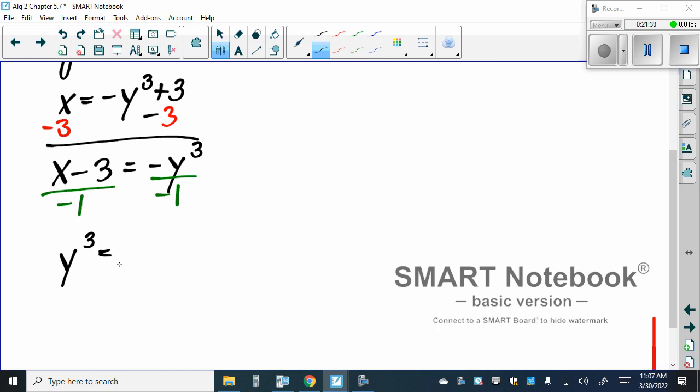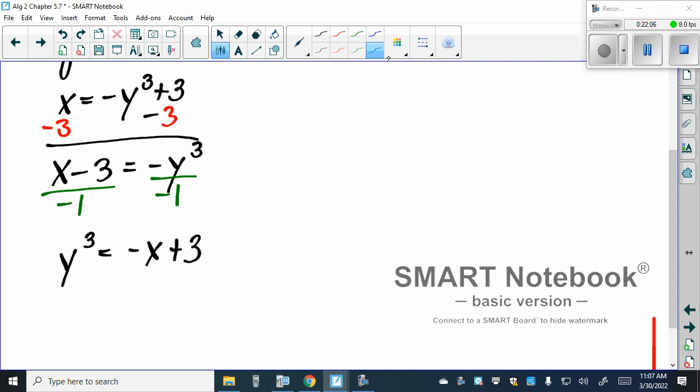What's going to happen to the x minus 3? It's going to become plus 3. Because that negative is just changing the sign. That's really all we're wanting to do. We're wanting to make the y cubed go from being negative to positive. But if I change the signs on one side, I have to change the signs on the other. Okay? Is y by itself?